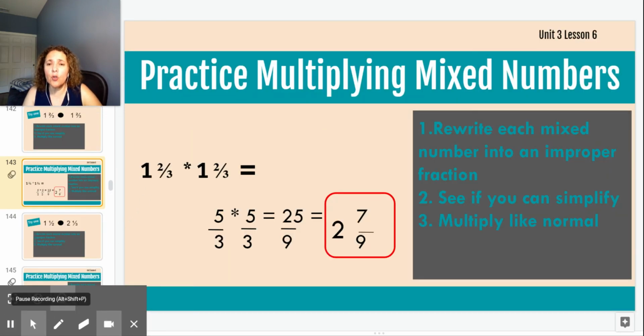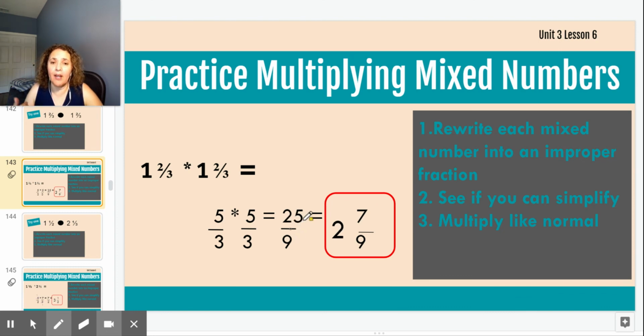Okay, 1 2/3 becomes 5/3, and I have 1 2/3 twice, so I don't have to do it again, so I know it's 5/3. So then I just multiply because I can't simplify. So 5 times 5 is 25, 3 times 3 is 9, 25 divided by 9. How many times is 9 going into 25? 2 times, right? 18. 18 to 25, 18, 19, 20, 21, 22, 23, 24, 25, 7 left over. And I know that my denominator is 9, so my denominator stays the same, 2 and 7/9.